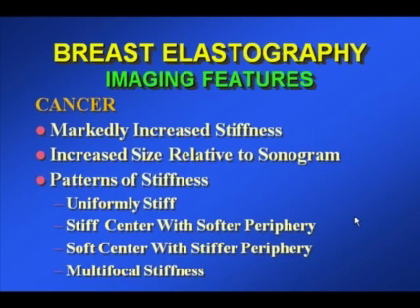So what are some of the imaging features of cancer in breast? Markedly increased stiffness, as I mentioned, and increased size relative to the sonogram. Now, the increased stiffness comes in several different flavors. You can have the uniformly stiff or hard lesion, which is uniformly dark, or you can have a hard center with a soft periphery, or you can have a soft center with a hard periphery in the case of a necrotic tumor, or you can have multifocal areas of stiffness in a stiff but not terribly stiff lesion.